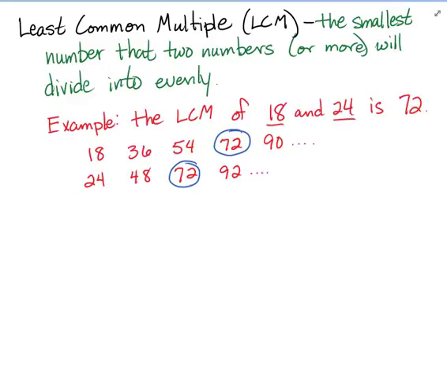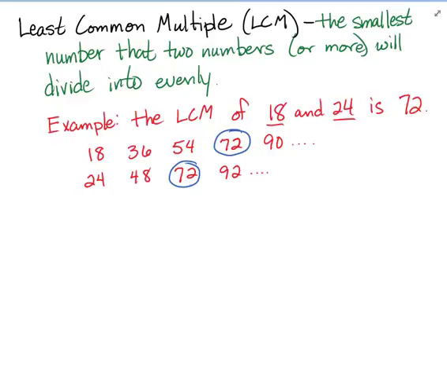For instance, if we had two fractions and one of those fractions had a denominator of 18 and the other fraction had a denominator of 24, and we were trying to add or subtract them, we would first find the least common denominator, which is the least common multiple, and that would be 72, and then we could do our work with those. But we want to find the least common multiple of numbers.